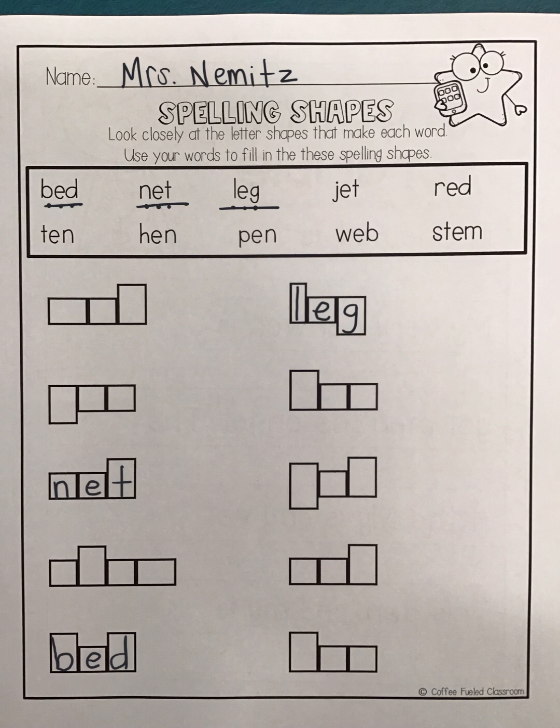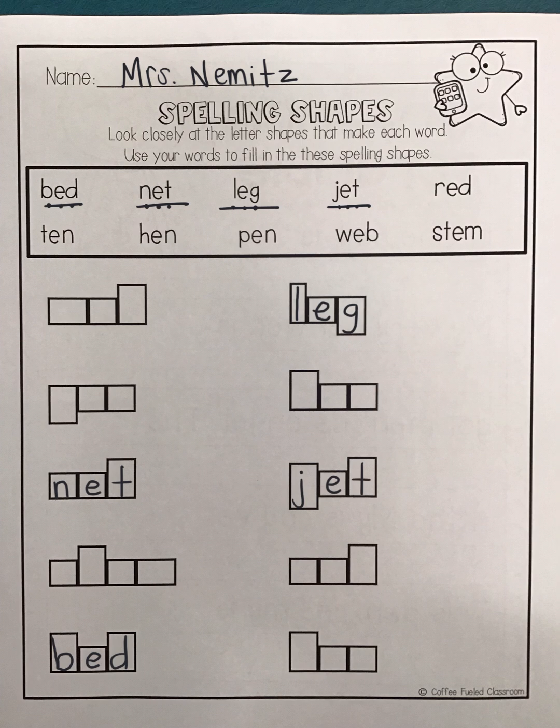My next word is jet. J-E-T. Jet. With jet, I need a basement box, short box, tall box. Right here. J-E-T. Jet.